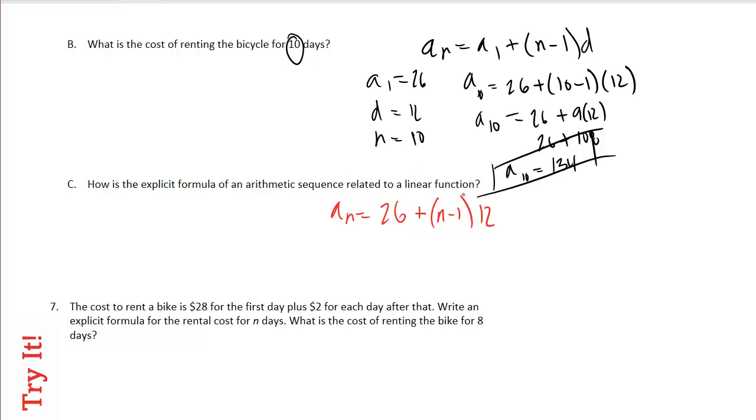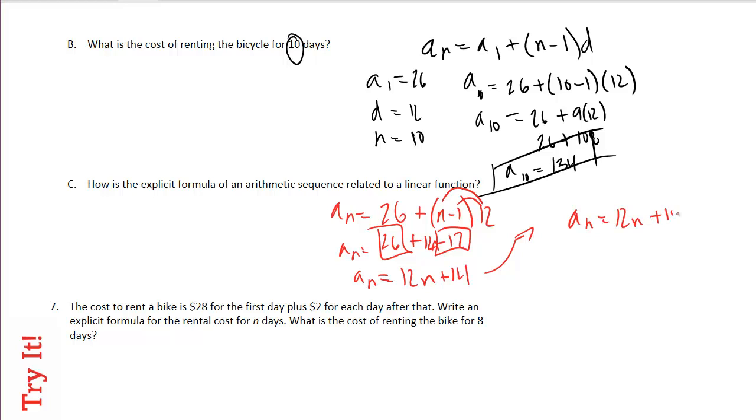So what if we simplified this a little bit? So if we took this, we distributed it through. So I had 26 plus 12n minus 12. I combined 26 and negative 12 because those are like terms. So I get a sub n is equal to 12n, and then 26 and negative 12 is going to be a positive 14. And then if I bring that up over here, a sub n equals 12n plus 14. And then I change this from a sub n to something like y equals.